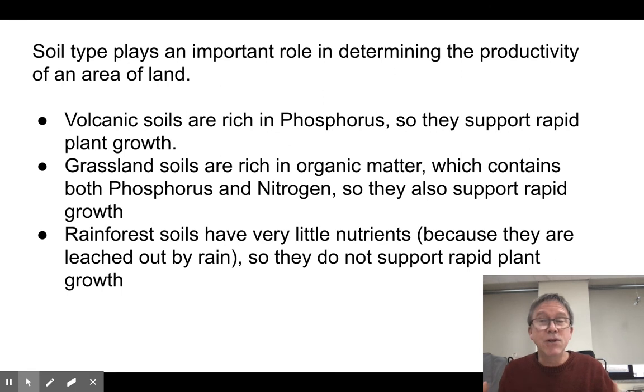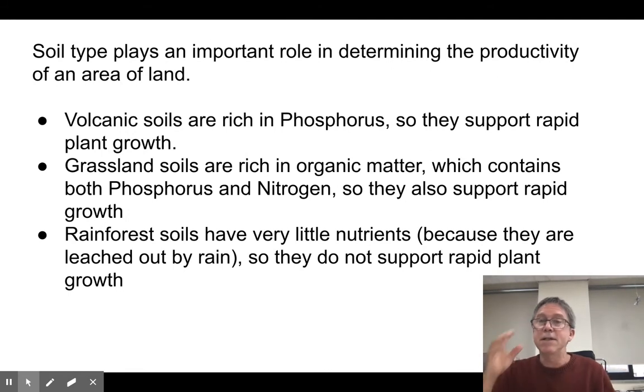You can get nitrogen from the nitrogen cycle, from bacteria, but you can't get phosphorus that way. Phosphorus comes from the rocks, and volcanic rocks have a lot of it. So you find people like to farm where there are volcanoes. A lot of people wonder why people keep building farms where they're going to get killed by volcanoes. Well, it's because it grows such great crops.